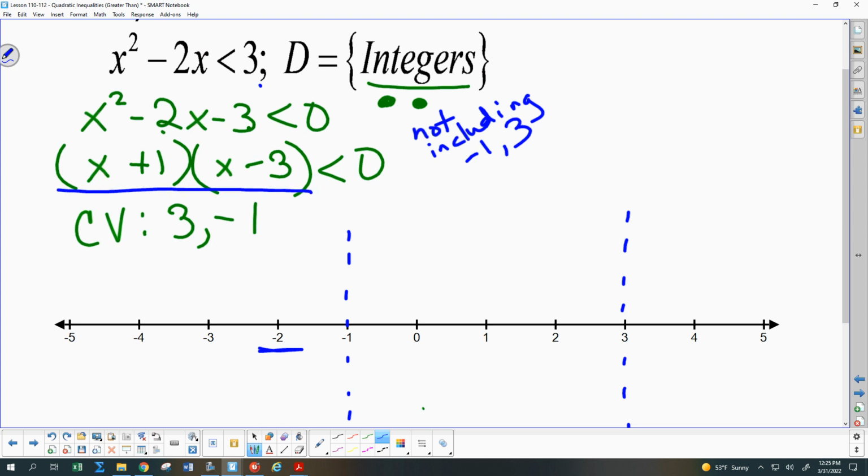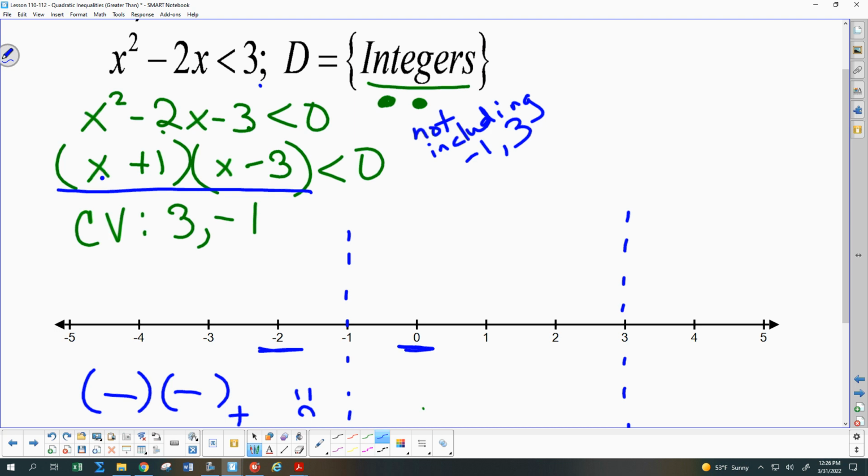Now, I wrote mine x plus 1, x minus 3. If you did x minus 3, x plus 1, you might do your plus and minus signs in the opposite order. But if we put -2 in, -2 plus 1, everyone, positive or negative? -2 plus 1 is negative. -2 minus 3 is negative, and negative times negative is positive. What I want to multiply and be less than 0. So I am not happy with that part. I'm not going to shade.